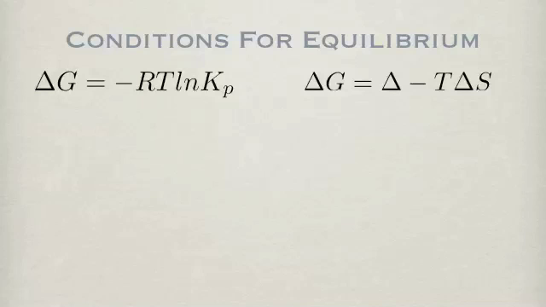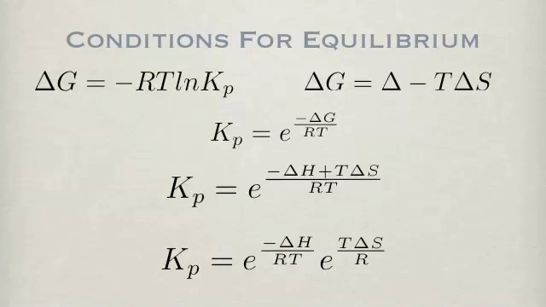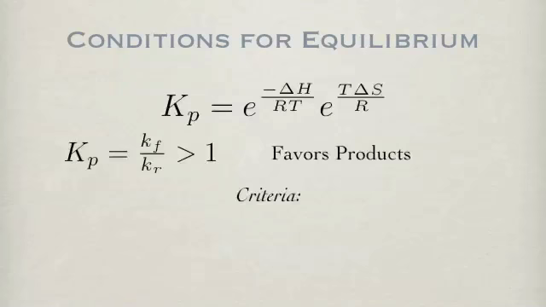From the two expressions for the Gibbs free energy, we can derive what conditions favor completion to products. Solving for K in terms of the Gibbs free energy, we get an exponential. Then, substituting for G and separating the two exponentials, one for enthalpy and one for entropy, we get the following expression. If the equilibrium constant is greater than 1, meaning the reaction favors the products, the forward rate is greater than the reverse rate.